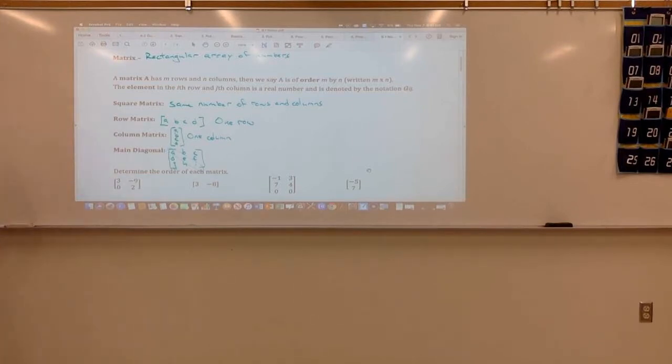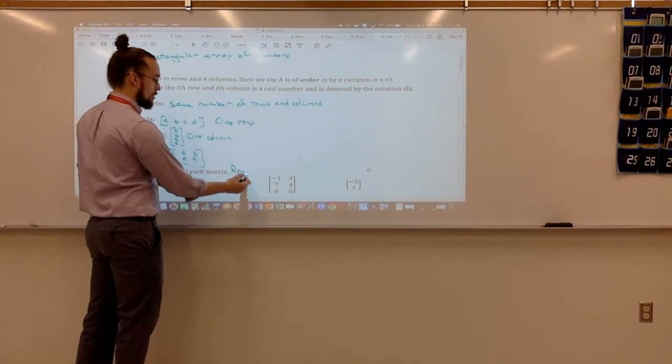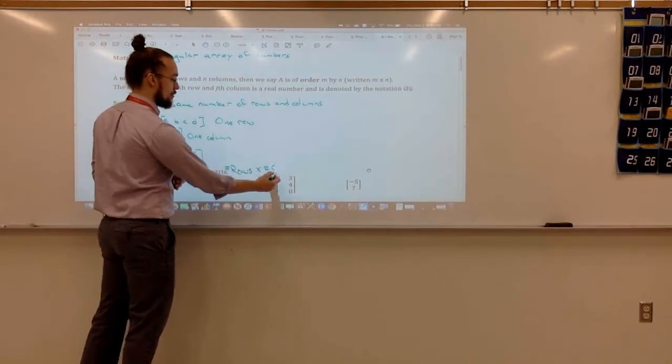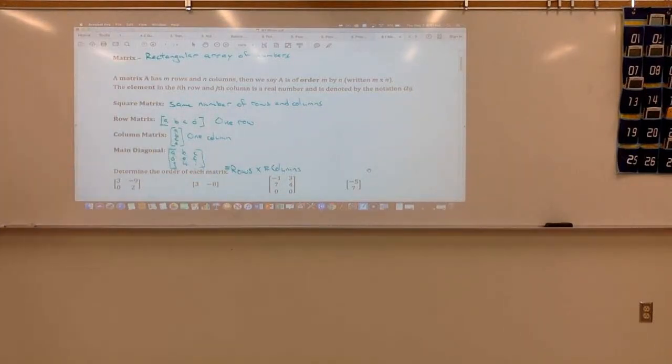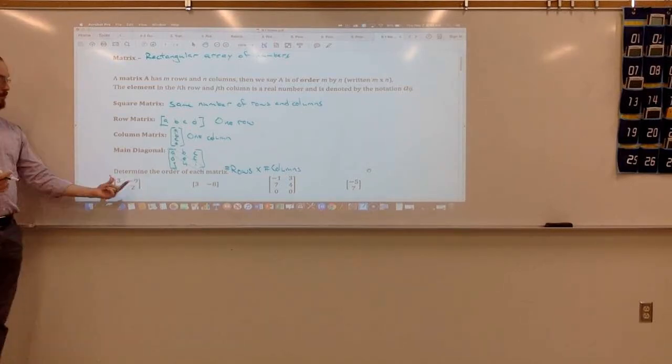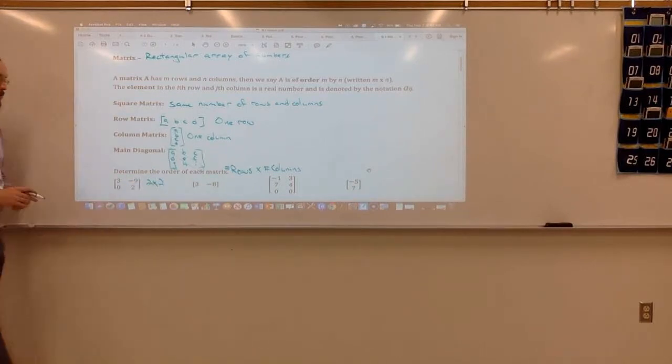So the first basic idea with matrices is the order, describing how a matrix shows up. We always describe a matrix as the number of rows by the number of columns. So in this first one we have 2 rows and 2 columns, so we would say that this is a 2x2 matrix.